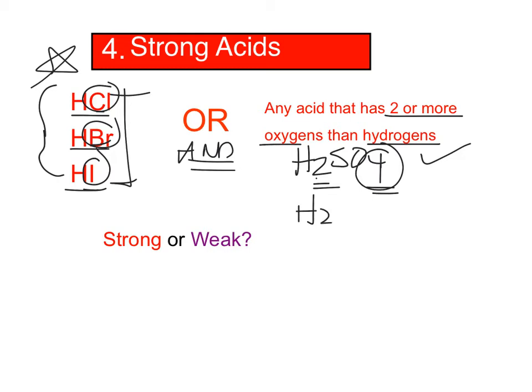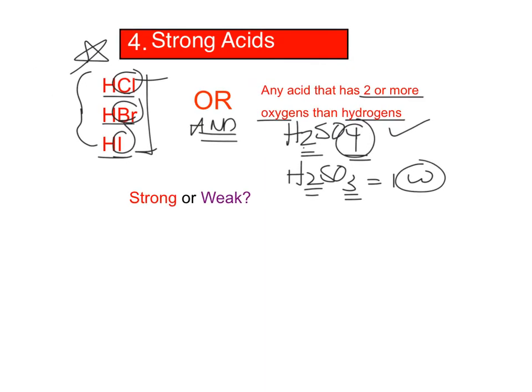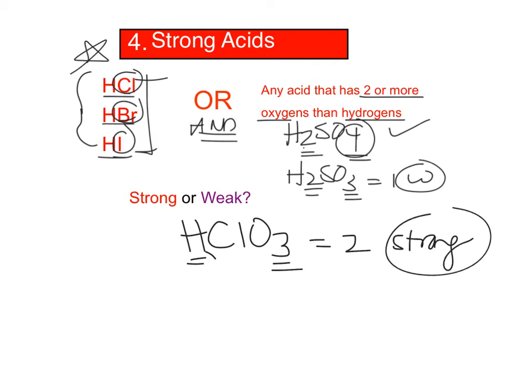Versus, if you looked at sulfurous acid, compare 2 and 3, there's only a difference of 1 oxygen. This would be classified as weak. So let me just give you a few more examples. What about HClO3? Okay, compare hydrogen to oxygen. The difference is 2, right? There's 1 and 3. So the difference is 2 oxygens. There's 2 more oxygens, so this is a strong acid. It would completely ionize, 100% ionize in water.